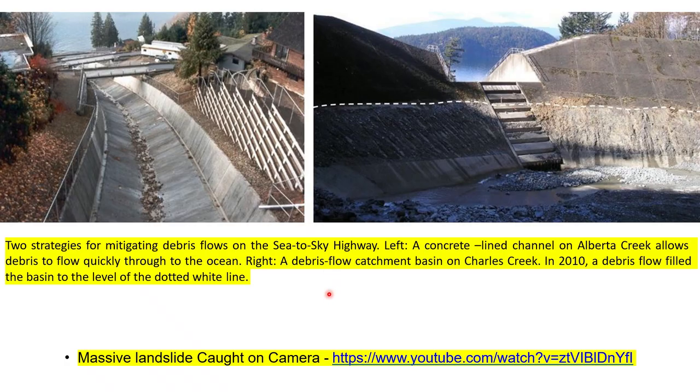In the event of a debris flow, we need to be very prepared. For example, in these two pictures are two strategies for mitigating debris flow on the Sea to Sky Highway. On the left is a concrete lined channel on Alberta Creek, which allows debris to flow quickly through to the ocean. While on the right are the debris flow catchment basins on Charles Creek in 2010, where a debris flow reached the level of the dotted white line over here.